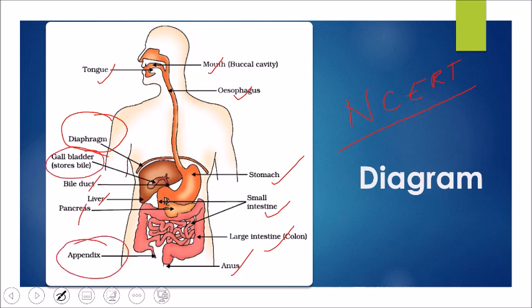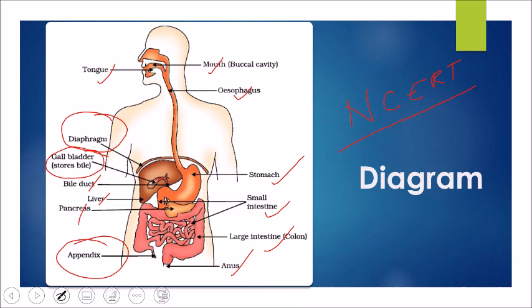Here also, look at this. Appendix, gallbladder. These are the three circlings which I have made mainly to emphasize that students, please do not forget to label these parts. These parts are extremely important. The topic is extremely simple, but students forget to label all these minute details and therefore they lose marks. So please do not lose marks. Biology is not very difficult to score, but if you are careless, you may lose marks. So please don't lose marks in this.